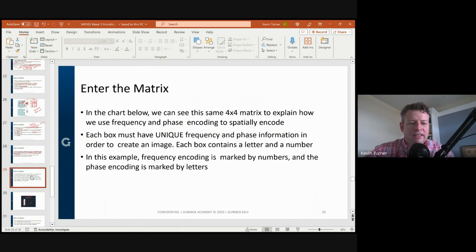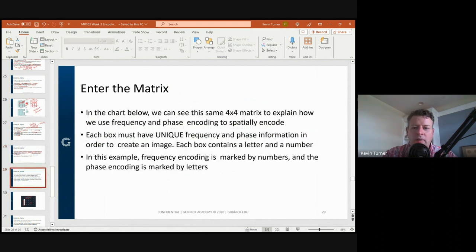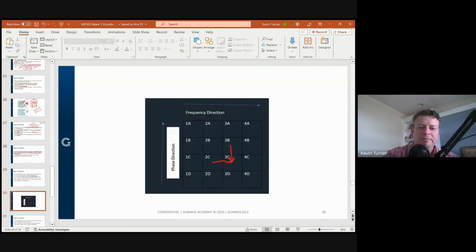Okay, so every time we're scanning, every one of these pixels has to have a unique amount of phase or frequency. If it doesn't, we're getting artifacts like motion, like wrap. And those are some of the most common artifacts you're going to see. So the chart below, we looked at this, see the matrix, we see how each one has different amounts of frequency.